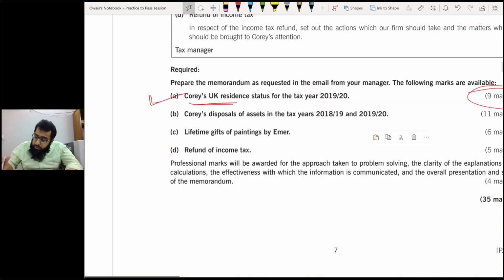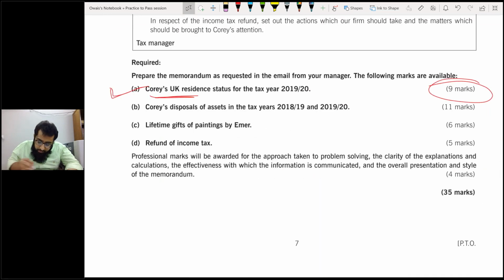In question 1, you have professional marks available. Professional marks will be available for approach taken to problem solving, the clarity of the explanation, calculation, the effectiveness with which the information is communicated, and overall presentation.